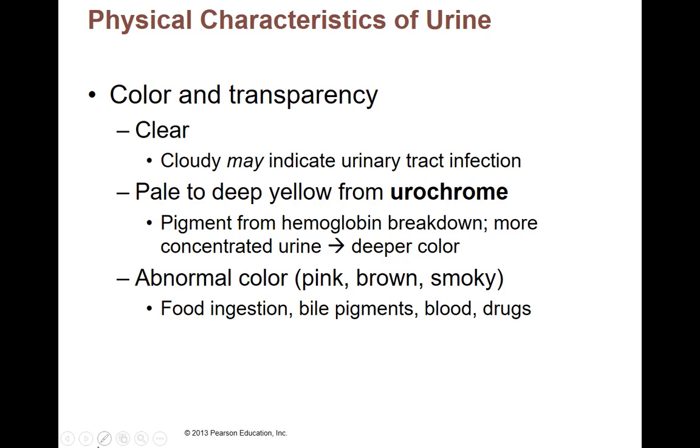Now, if you have an abnormal color, such as if your urine is pink, brown, or smoky colored, it may be from some type of food you ate, because there are certain foods that can change your urine color. It may be because of bile pigments, and so there might be something going on with your kidney or your liver. There may be blood in your urine, which is never good, or certain drugs will cause your urine to turn color. I have my little fun fact that beets, blackberries, and rhubarb can all turn your urine red or pink.